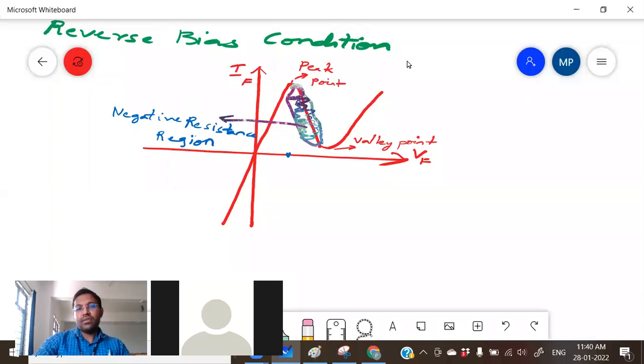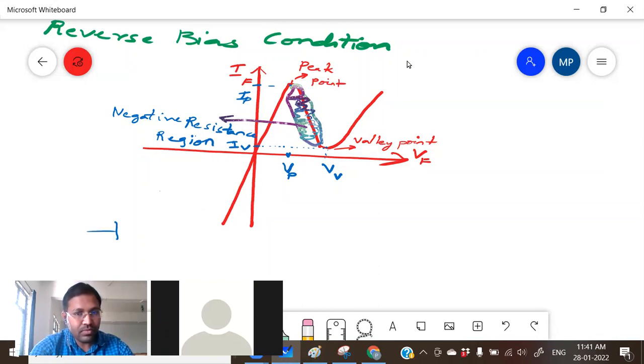Next, we have discussed peak point. The corresponding voltage is called the peak voltage Vp. The corresponding current at peak point is known as peak current Ip. Next, the corresponding voltage at valley point is known as Vv, valley voltage. The corresponding current at the valley point is known as Iv, valley current.